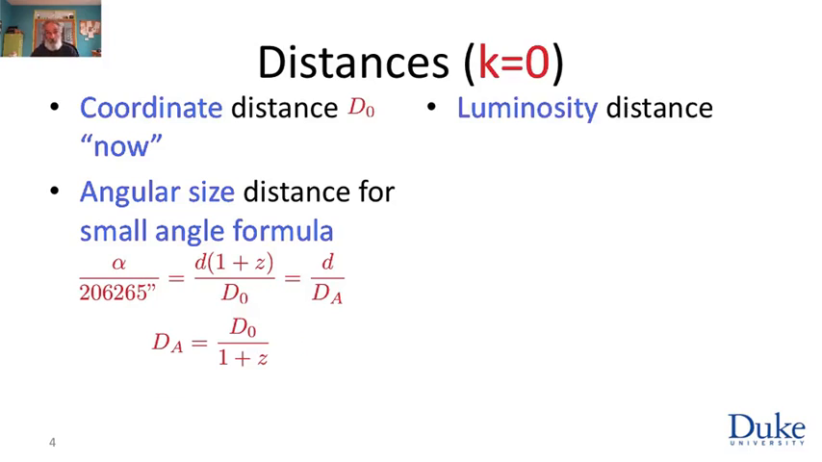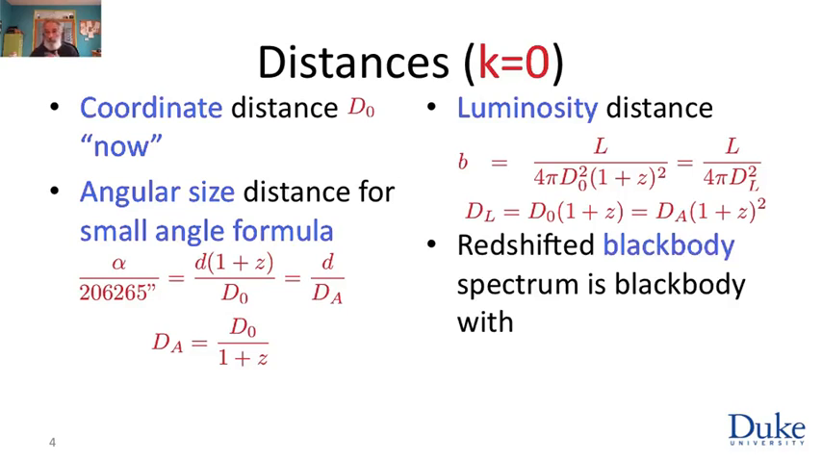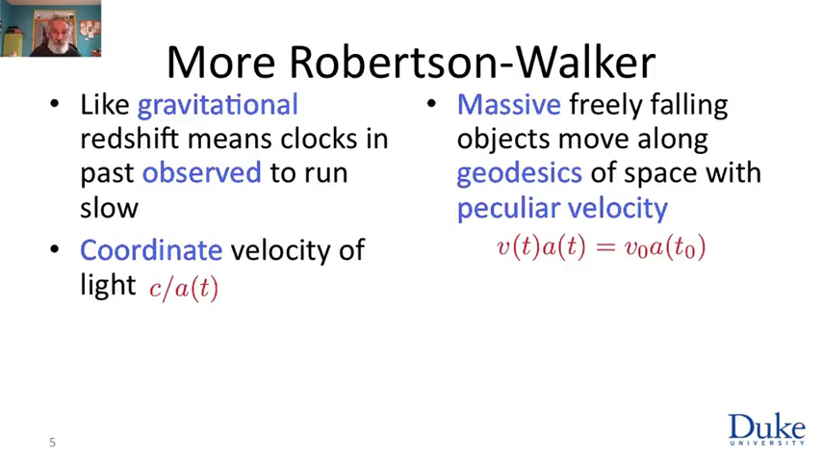You can also define a luminosity distance, the one for which the relation between brightness and luminosity holds, and the luminosity distance is given by exactly the same expression we found in dust world. That's why we worked on it there. We find that it still holds here. And again, the blackbody spectrum is redshifted, and that produces a redshifted blackbody spectrum with the expected ratios of temperature. So everything we did in dust world, or much of what we did in dust world, carries over to this case. What else does general relativity tell us?